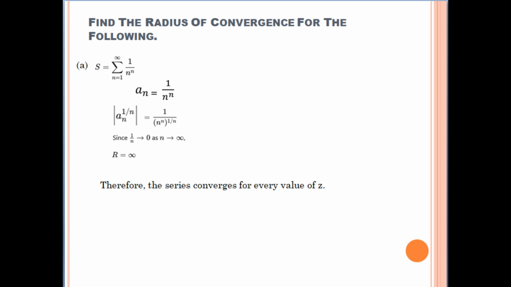Now we are going to explore some problems on the radius of convergence. First, summation 1 by n power n into z power n. The nth term of this series is the coefficient of z power n, that is an equal to 1 divided by n power n. Taking power 1 by n, modulus of an the whole power 1 by n equal to 1 by n power n the whole power 1 by n, so that n and n get cancelled, which is equal to 1 by n. We know 1 by n converges to 0 as n tends to infinity. Therefore, we get 1 by r equal to 0 or r equal to infinity. The radius of convergence for this series is infinity. Therefore, the series converges for every value of z.